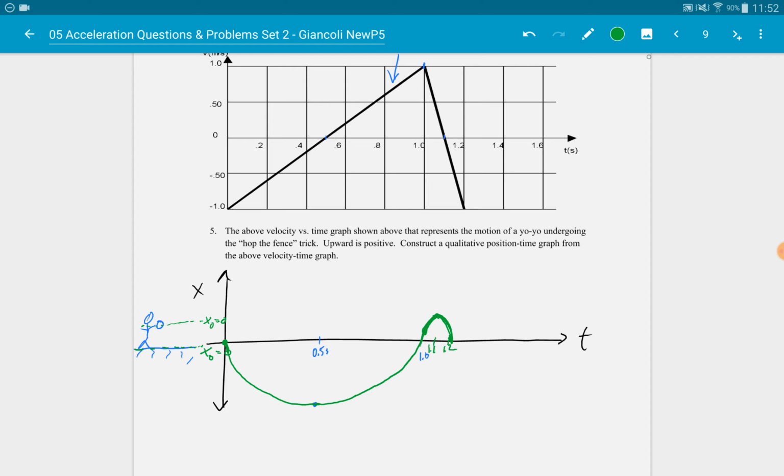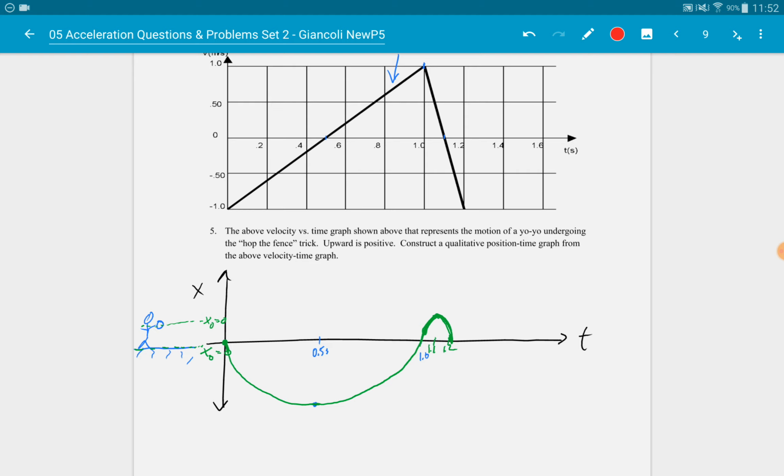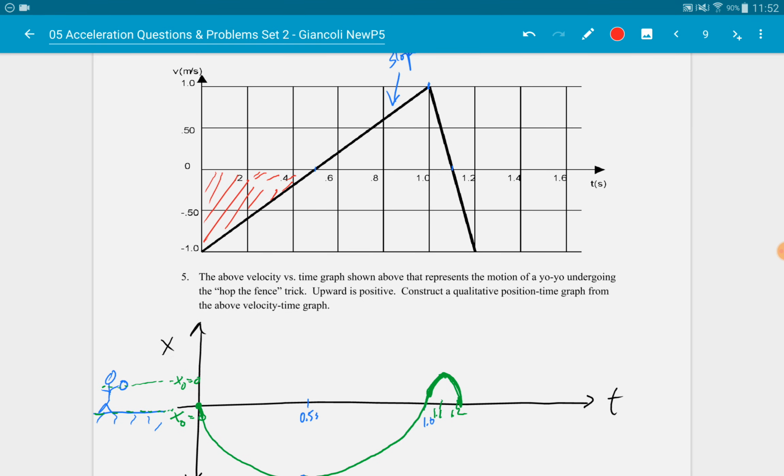All right. Now, if we wanted, we could go back and we could even put in the actual positions there. We could make this a quantitative graph by looking at the area under this position time graph. I look at that triangle that's in there, and I could calculate exactly how big of an area that is, and that area represents the displacement or the change in position there.